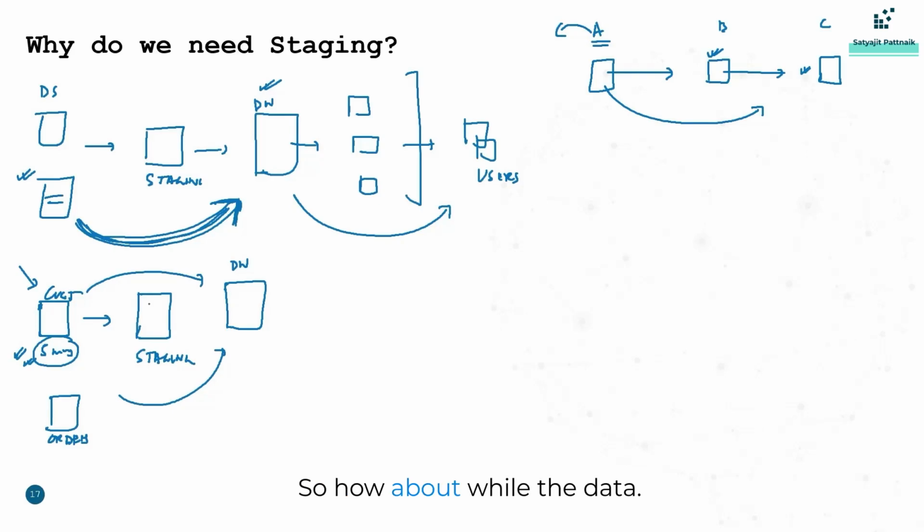So how about while the data warehouse is busy, we store the raw data in the staging environment, and later on when the data warehouse is free, we copy the files or records and perform the joins and whatever we want to do and store it into the data warehouse. So that is why we also use a staging environment.